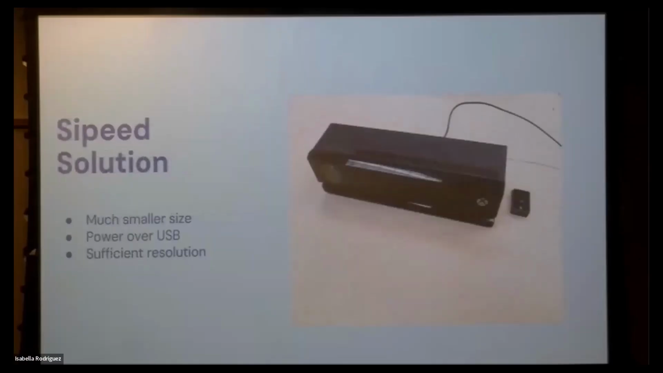So we moved on to a smaller camera, which you can see there is, I don't know, a 20th the size. It also has power over USB, and it's lower resolution, maybe like 10 times less, squared, of course. But it's still good enough for the purposes we're operating at and the small scale that we have here.